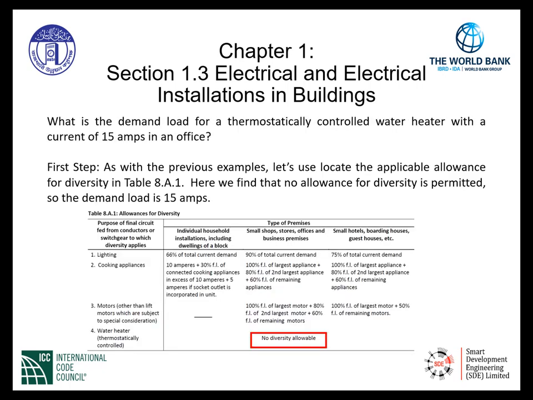In another example, what is the demand load for a thermostatically controlled water heater with a current of 15 amps that is located in an office? Our first step, as with the previous examples, is to look at Table 8.A.1 for the allowance for diversity. Here in the table, we go down the first column to item number 4, water heater thermostatically controlled, and we move over to the type of premises, which is small shops, stores, offices, and business premises. We find that no allowance for diversity is permitted, so the demand load must remain at 15 amperes for this thermostatically controlled water heater.